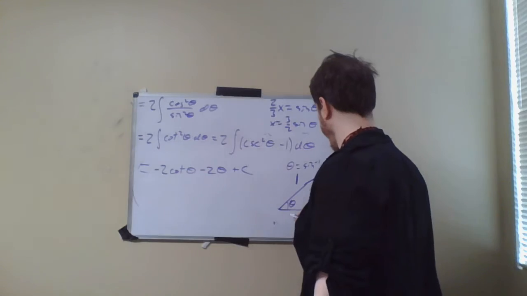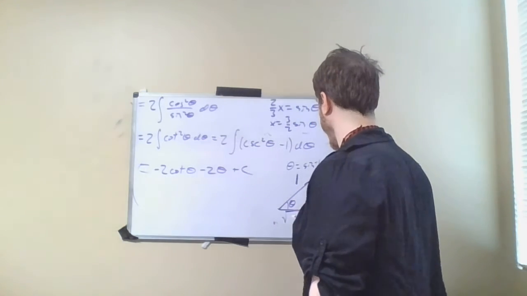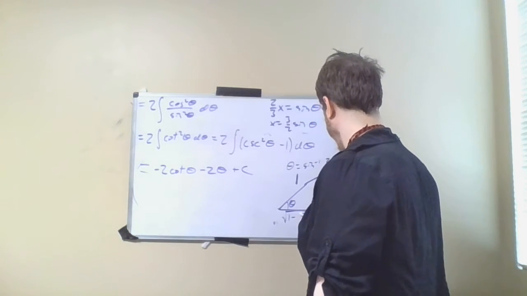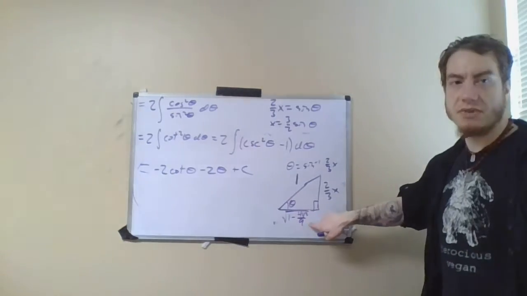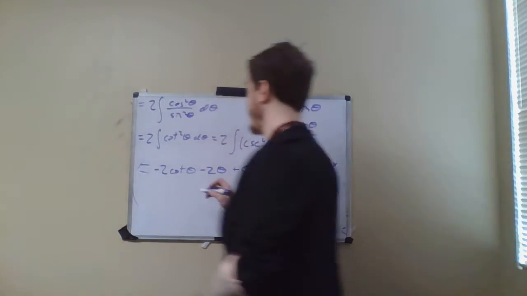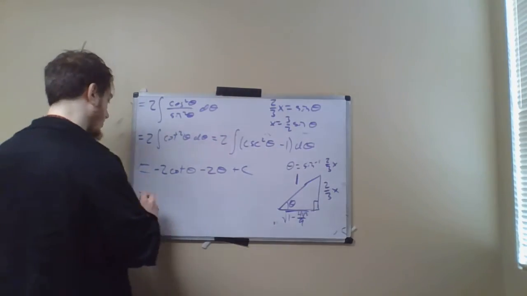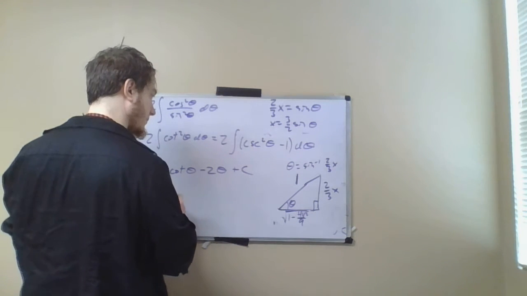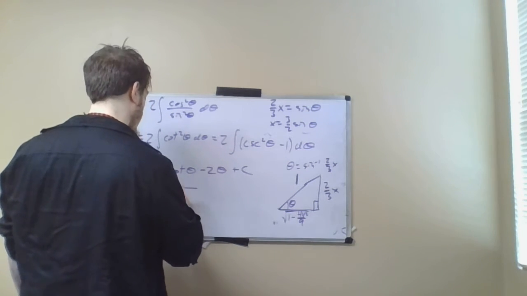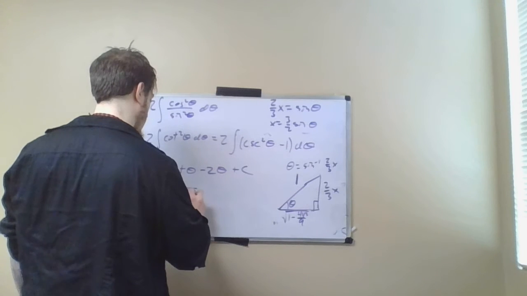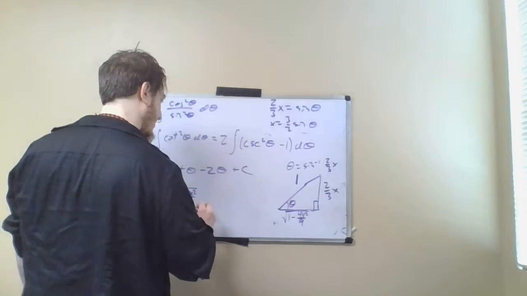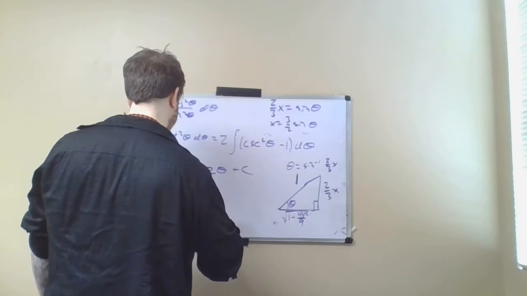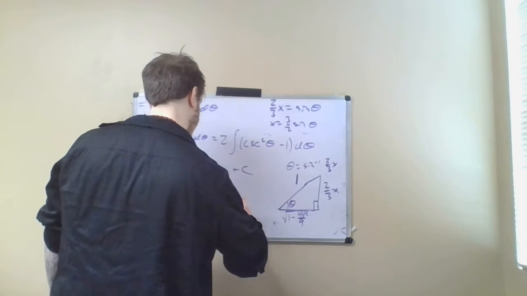The adjacent side is therefore going to be the square root of 1 minus 4x squared over 9. So the cotangent is once again the adjacent over the opposite. So this is going to be negative 2 times the square root of 1 minus 4x squared over 9, all divided by 2/3 x, plus theta plus a constant.